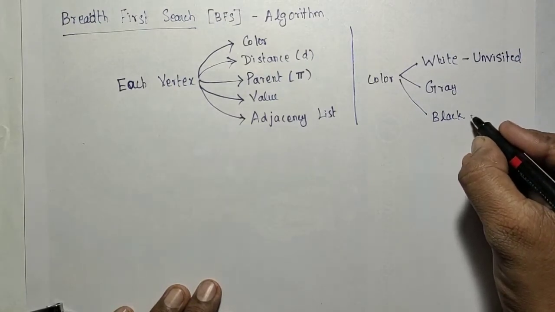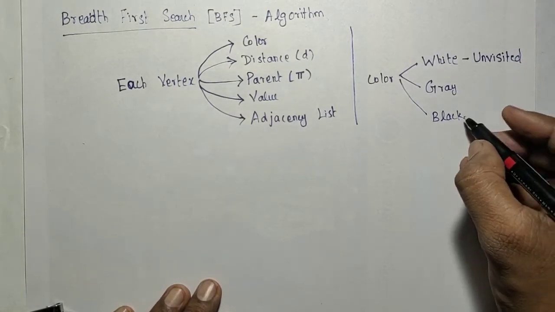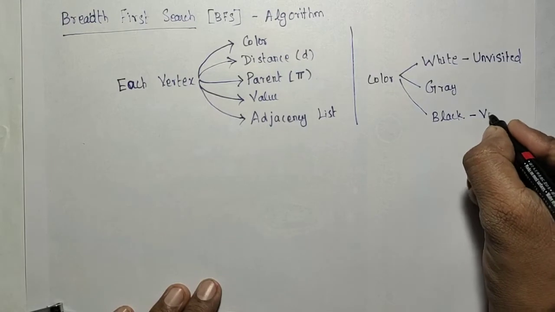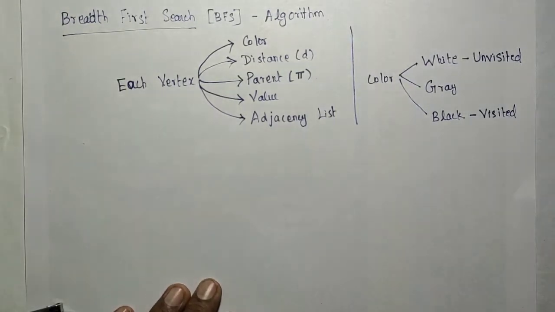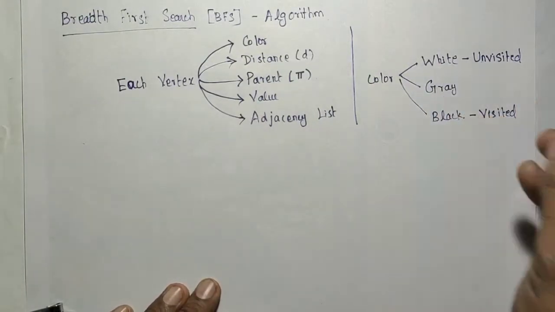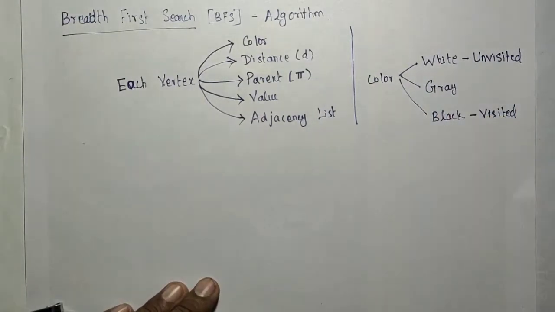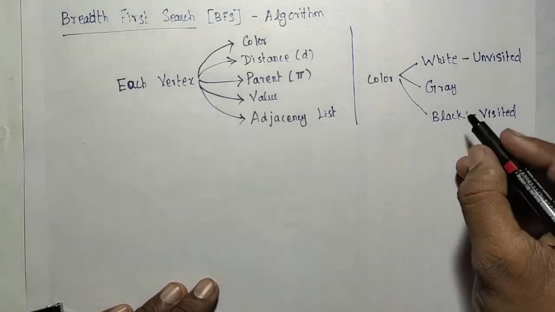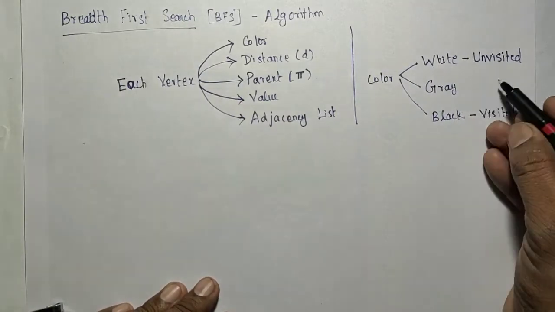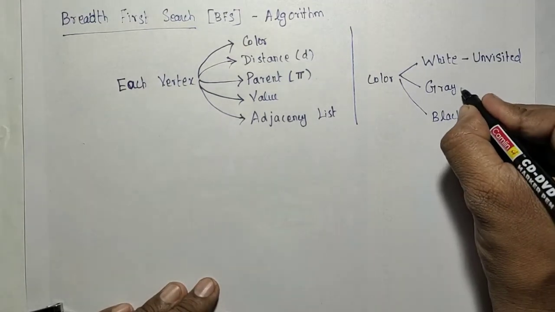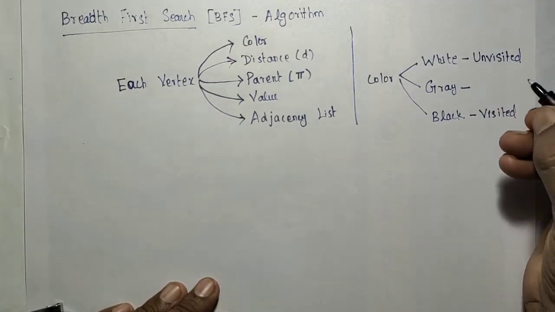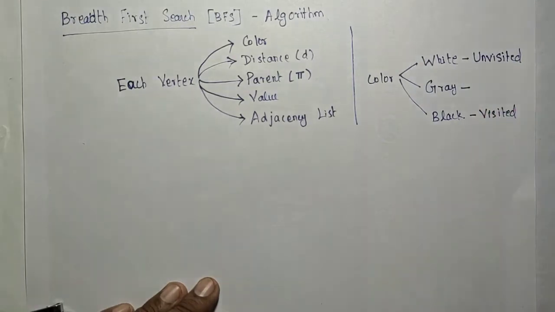And what is the black? Black means completely visited node. Okay, black means visited and white means unvisited. In between, what is the gray? The gray means that the node is visited, but the adjacent nodes are not visited.